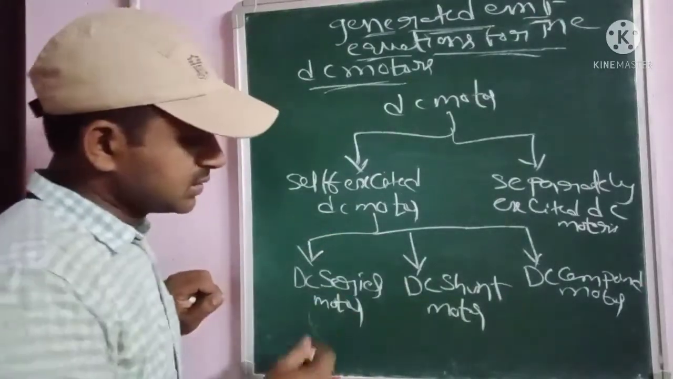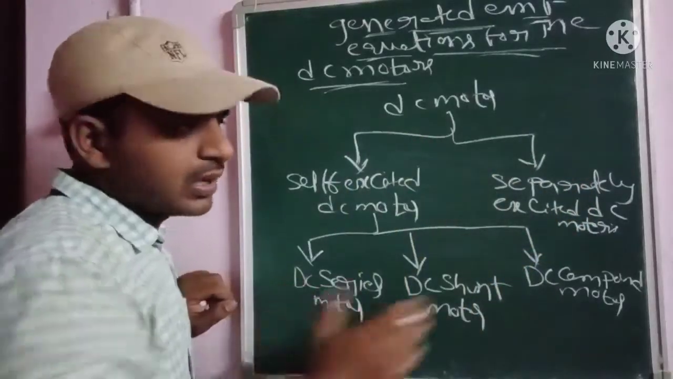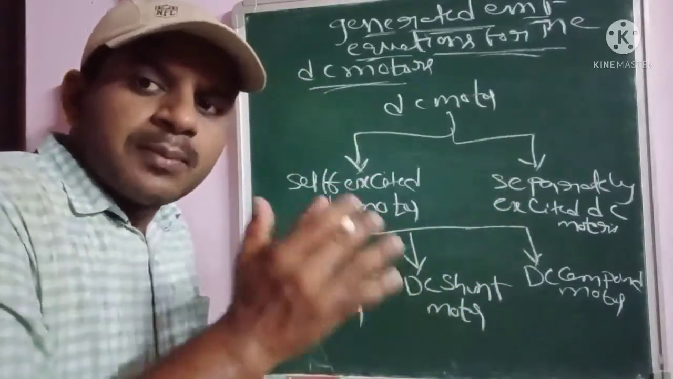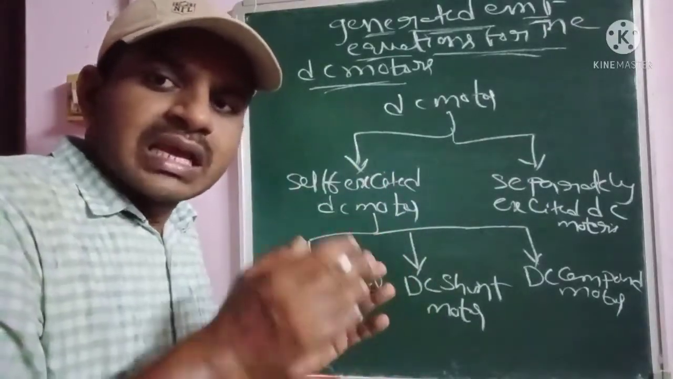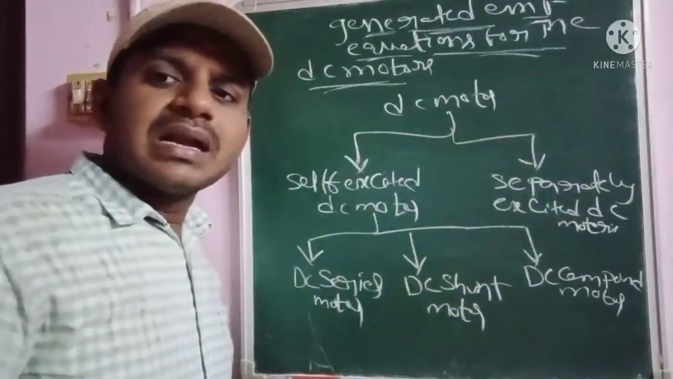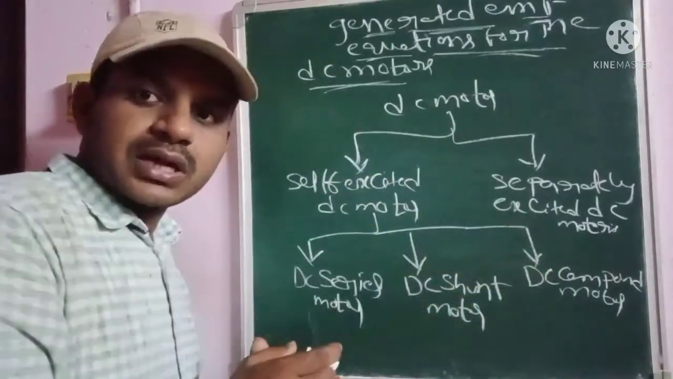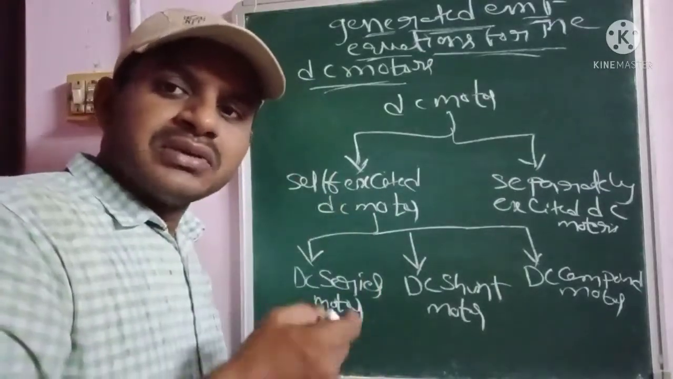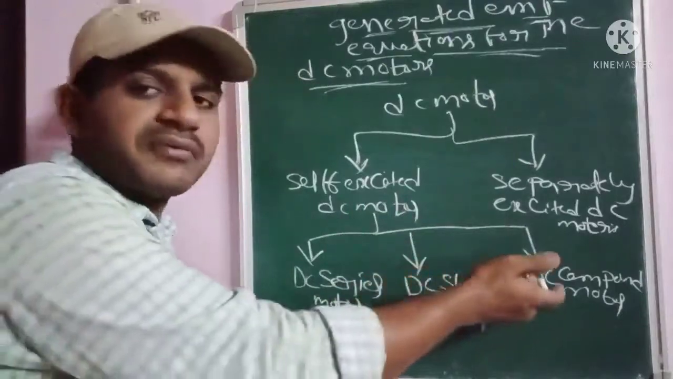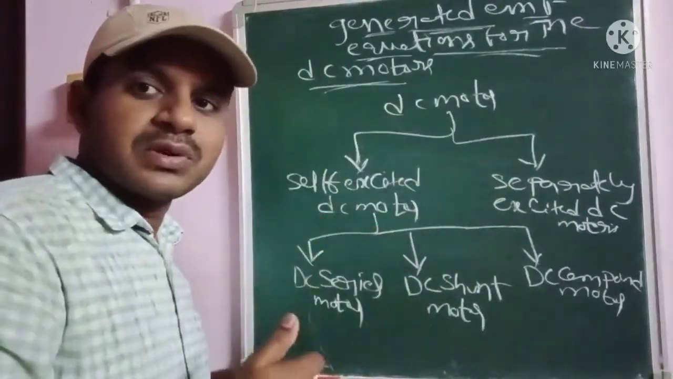So we have the DC series motor, shunt motor and compound motor. In the case of the separately excited DC motor, there is only one machine. Here the armature winding and field winding are isolated, and the excitation is given separately to both. But in self-excited DC motors like the DC series motor, DC shunt motor or DC compound motor, the armature winding and field winding are connected either in series or in parallel, so the windings are combined. The separately excited DC motor is different, with both windings kept separate.